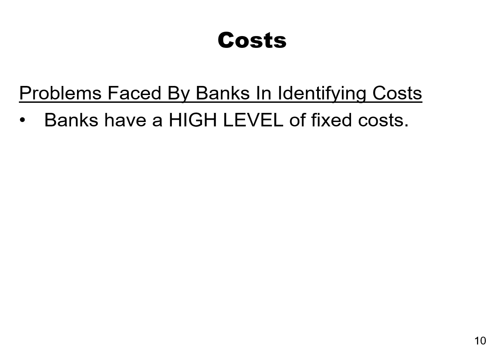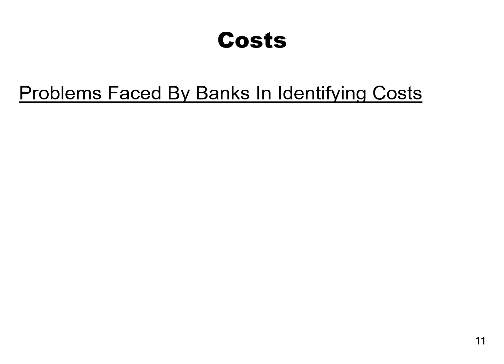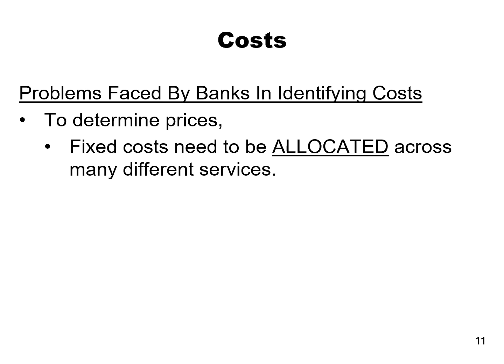Banks have a high level of fixed costs. Example, central operations, such as the credit admin departments. And another example is the branches. To determine prices, fixed costs need to be allocated across many different services.